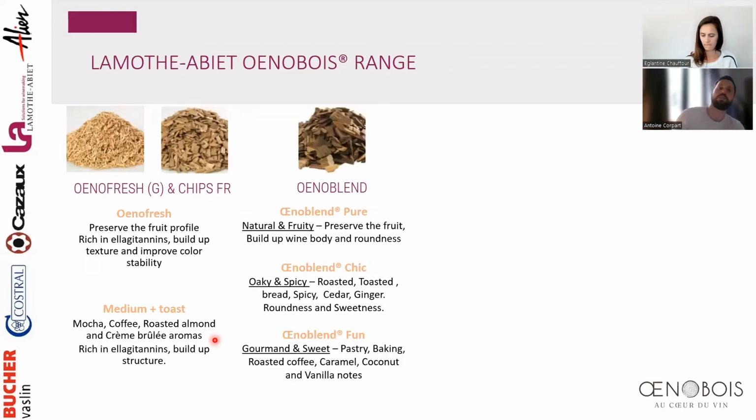We produce the Ono Blend range, as indicated by its name. It's a blend with different kinds of oak. The idea of the Ono Blend range is that it gives us a precise profile objective. For example, if you work with Ono Blend Pure, the idea of this product is to preserve the fruit, build up wine body and roundness.